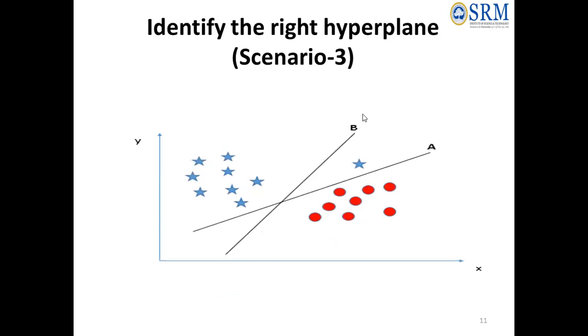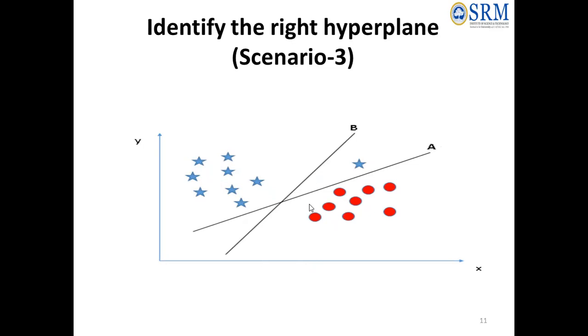Next, identifying the right hyperplane. Here I have placed one of the blue stars here. Now consider A is available here and B is available here. Some of you may have selected hyperplane B as it has a higher margin compared to A. Compared to A, B has the highest margin, so you may have selected it, and you would say there is a proper reason.